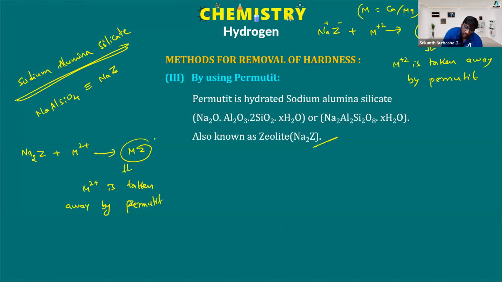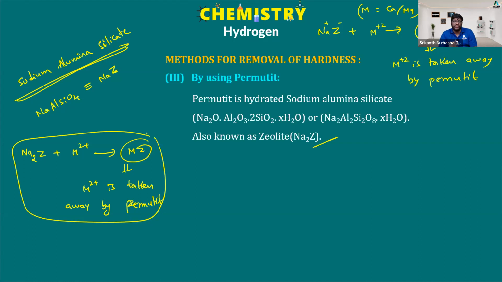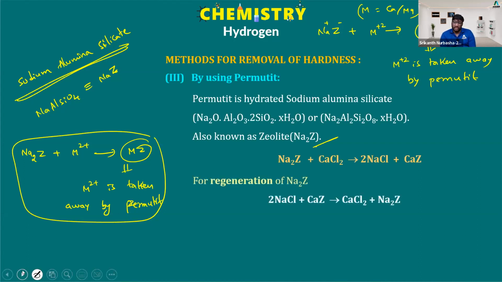So the ultimate role is that we have to remove the respective Ca2+ or Mg2+ ions which are present in water. Those Ca2+ or Mg2+ ions can be easily removed. Like you can do this reaction Na2Z plus CaCl2, that Ca2+ will take the respective Z forming CaZ. Yes or no? That means the respective calcium 2+ or magnesium 2+ ions from the hard water have been taken away by the permutit. Like that, the hard water has been converted to soft water.